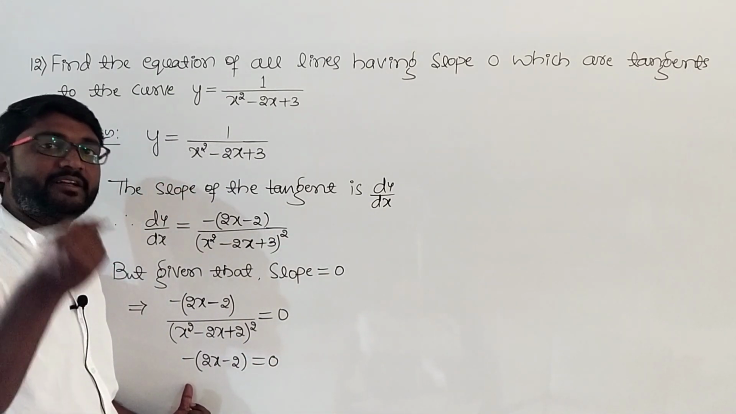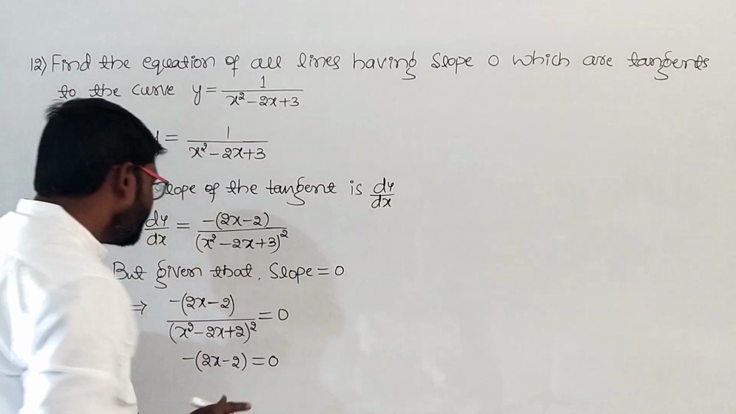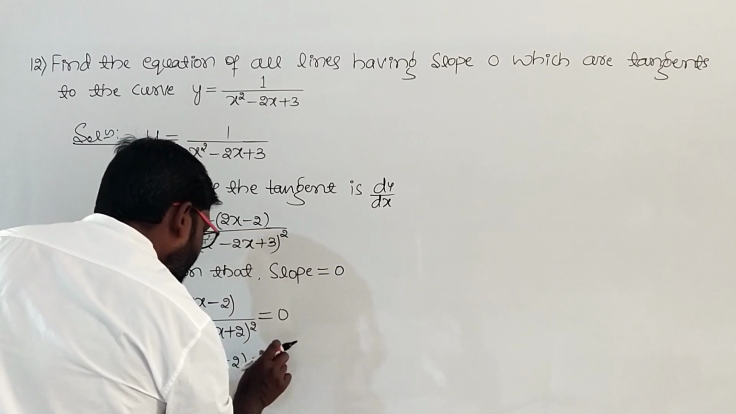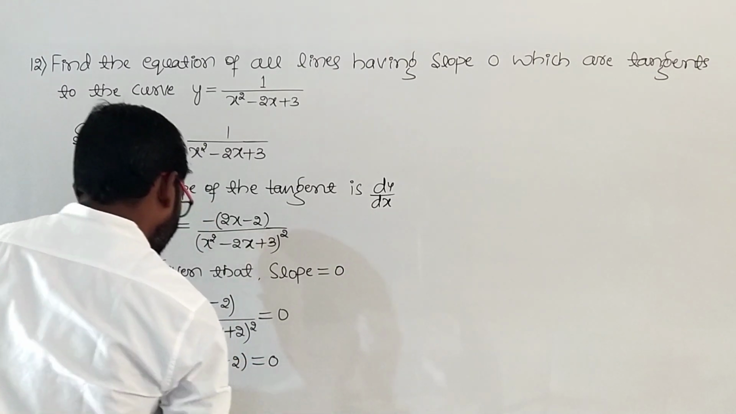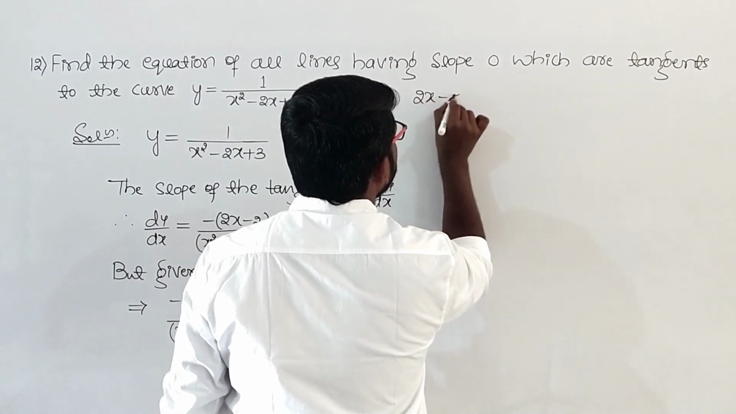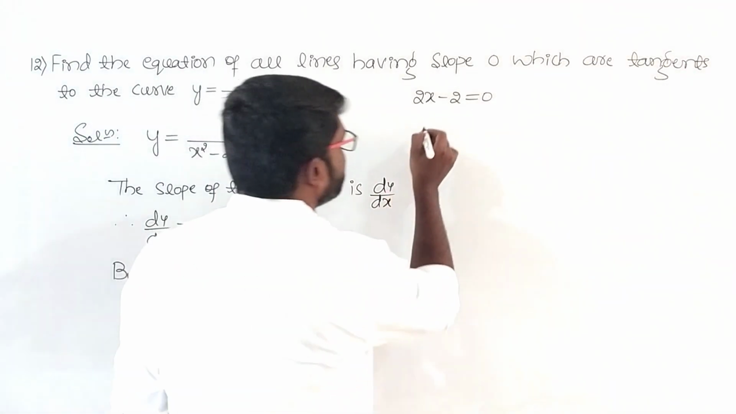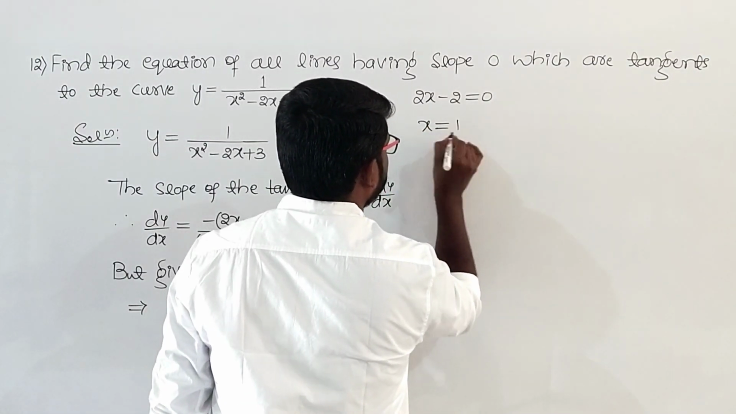Minus 1 on this side goes to the denominator, and 0 by minus 1 is 0. So in the next step you get 2x minus 2 equals 0, that is 2x equals 2. The 2 cancels and x equals 1. So x equals 1.